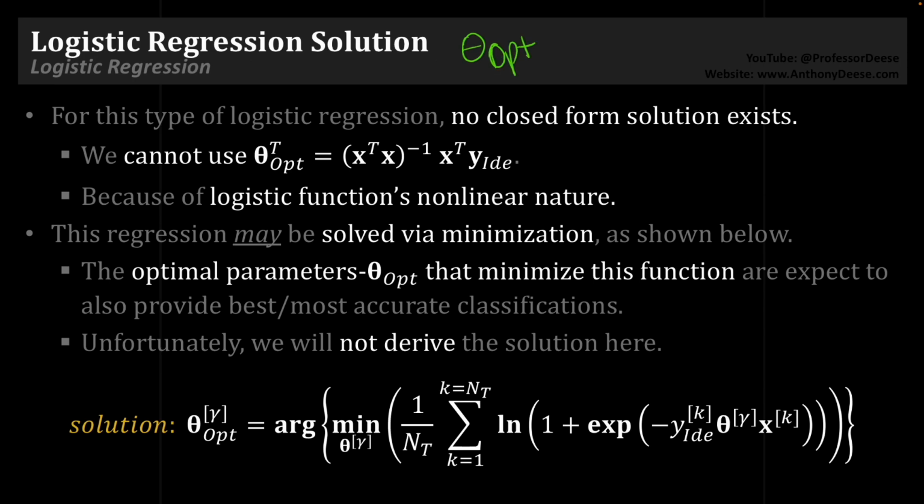So, unfortunately, for this type of logistic regression, there's no closed form solution. We can't use this expression from the previous module where we simply calculate the optimal parameter array using some basic linear algebra. And this is because of the logistic function's nonlinear nature. This logistic regression may be solved via minimization as shown below. Okay, so the optimal parameters, theta sub OPT, that minimize this function are expected to also provide the best and most accurate classification.